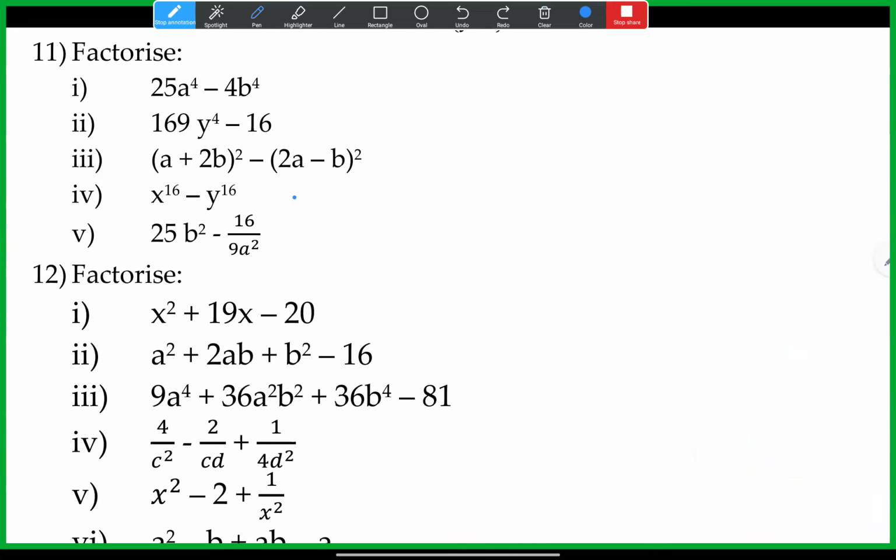Then the final one, fifth bit also same way, Maisha. I'm deleting this. So fifth bit, if you observe, there is a fraction for the second part, 25b. That is the only difference, but otherwise it is same. This is 16 by 9a square. So now 25b square, I can write as 5b whole square, no, Maisha?